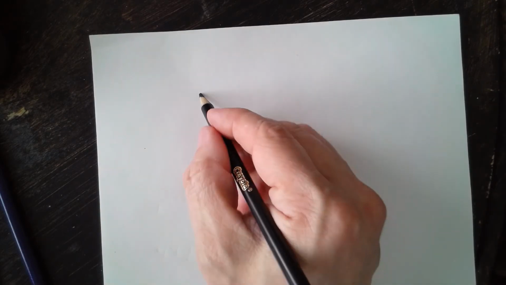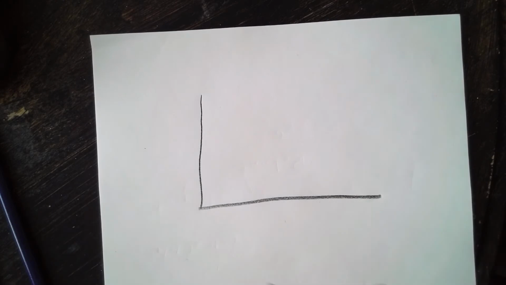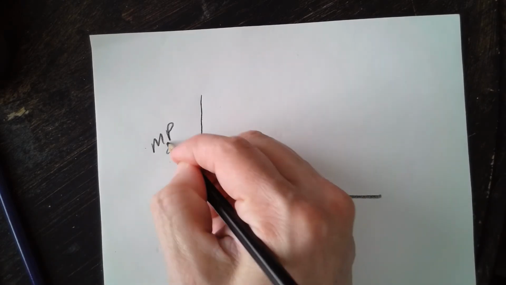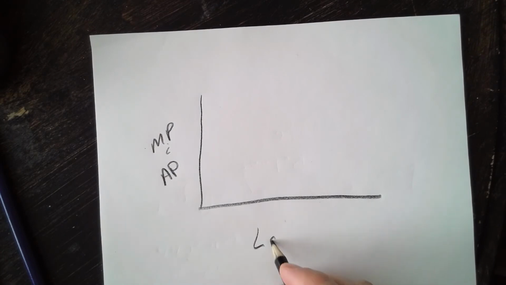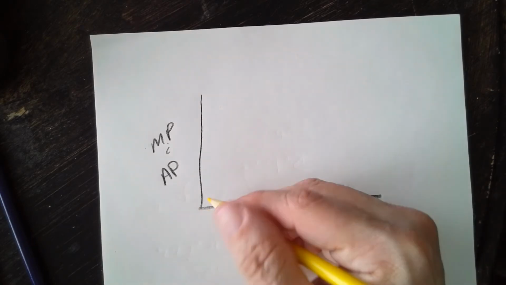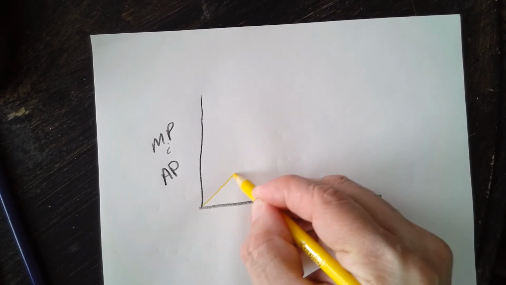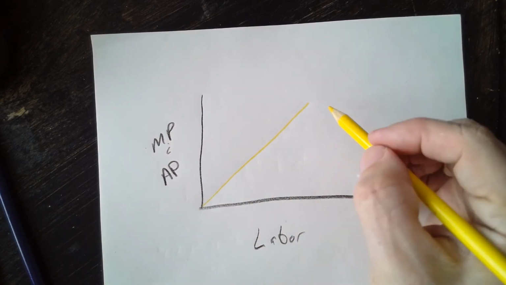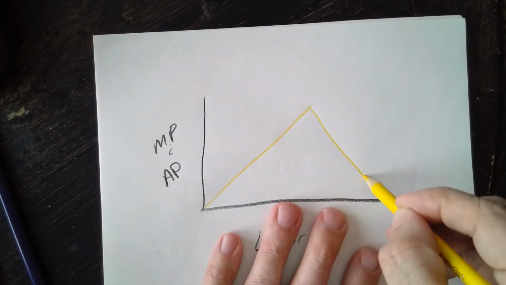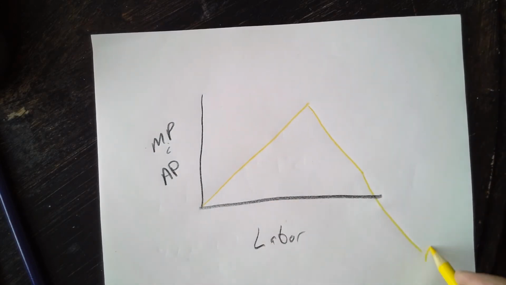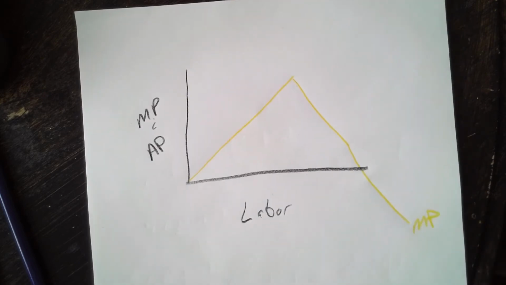So now let's look at the other two in a graph. You have your marginal product and your average product, and once again, this is labor. We have marginal product. It's going up, up, up, and it'll hit a point, and it'll start declining to the point where it can actually go negative. Marginal product can become negative.